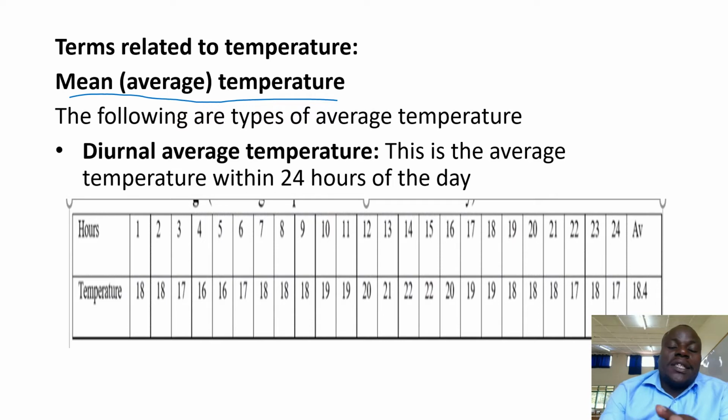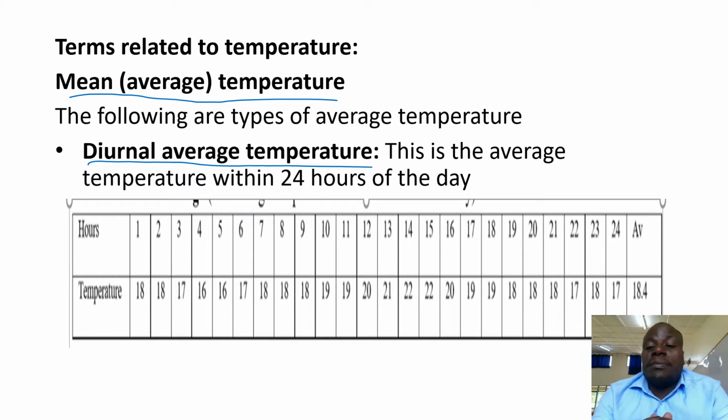and we are going to begin with number 1, which is diurnal average temperature. This means, in short, daily average temperature. This is the average temperature within 24 hours of the day. How do we calculate for it?